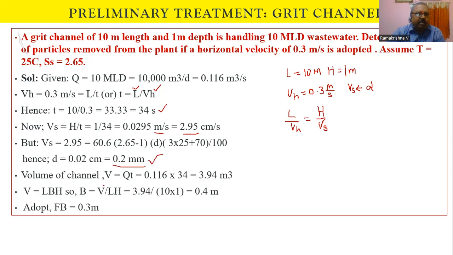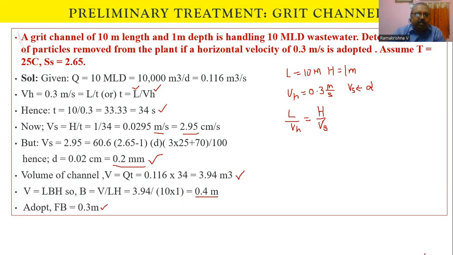Volume of the channel, V, is equal to Q multiplied by T, which is 0.116 into 34, which is equal to 3.94 meter cube. So volume is equal to L×B×H, so B is equal to V by LH. Therefore, volume is 3.94, L is 10 meters, H is 1 meter, so B is equal to 4 meters. Then you add 0.3 meters to the depth of the channel.